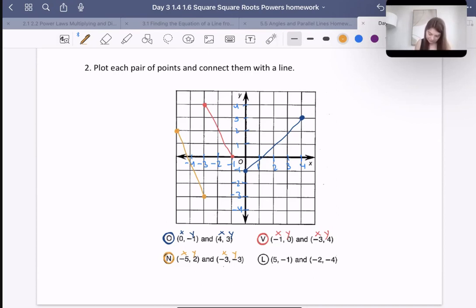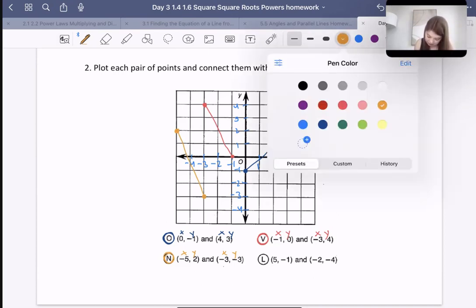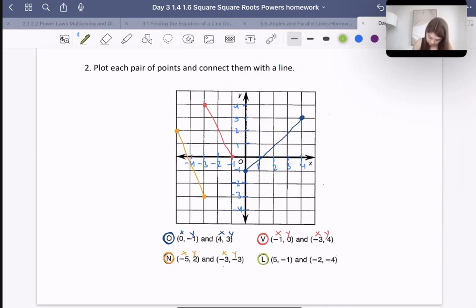Okay. And then we've got L, which is 5, -1, and -2, -4. And then we draw this line. Oh, that wasn't a very nice line. We draw this line like that. Actually, I should be using my straight line tool to draw nice straight lines. Actually, let's do that. I'll fix up all of them.